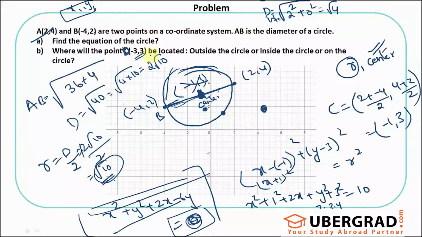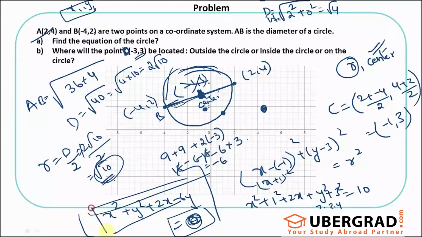Let me substitute minus 3 comma 3 here. Minus 3 squared, 9, plus 3 squared is 9, plus 2 into minus 3, and minus 6 into 3. Right, 9 plus 9 is 18, minus 6, minus 18, so minus 24 plus 18 is minus 6. Or otherwise these two get cancelled out, I get minus 6.